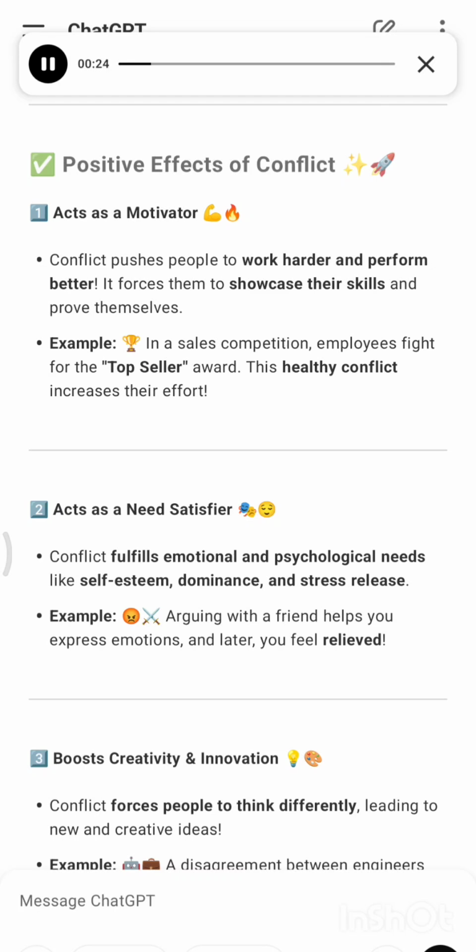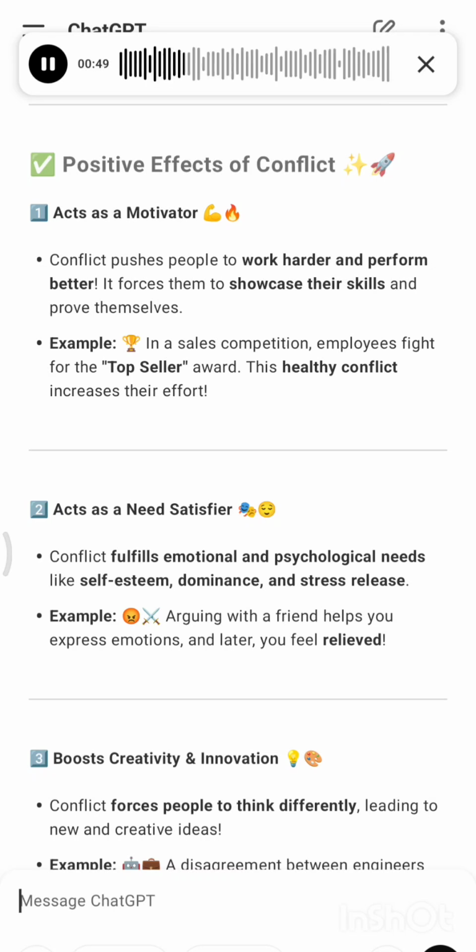Example: in a sales competition, employees fight for the top seller award. This healthy conflict increases their effort. 2. Acts as a need satisfier. Conflict fulfills emotional and psychological needs like self-esteem, dominance, and stress release. Example: arguing with a friend helps you express emotions, and later you feel relieved.